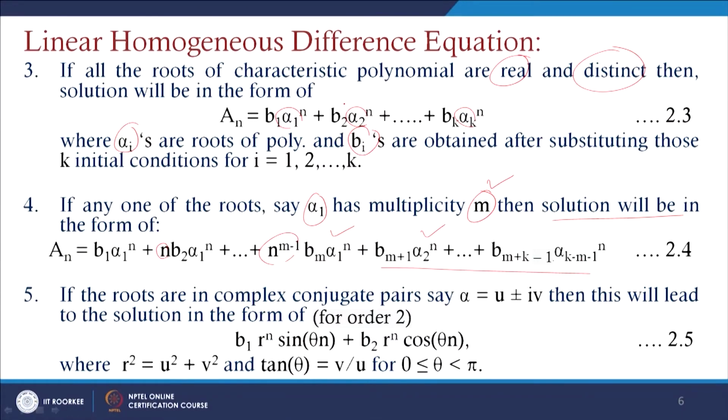If the roots are complex conjugate pairs, say alpha equals u plus or minus iv, then the solution takes the form b1 r to the power n sin(n theta) plus b2 r to the power n cos(n theta), where r squared equals u squared plus v squared and tan theta equals v by u, for theta greater than or equal to 0 and less than pi.